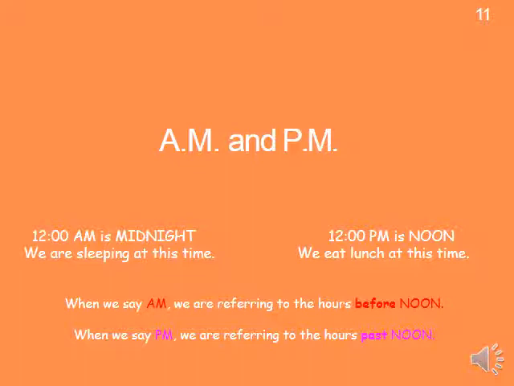AM and PM. 12 AM is midnight. We are sleeping at this time. 12 PM is noon. We eat lunch at this time. When we say AM, we are referring to the hours before noon. When we say PM, we are referring to the hours past noon.